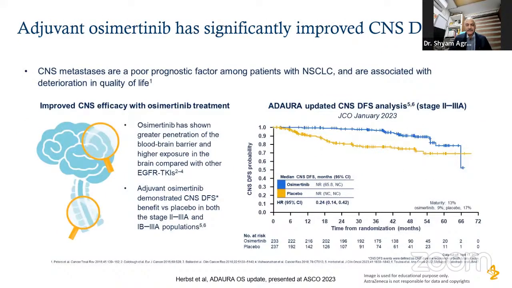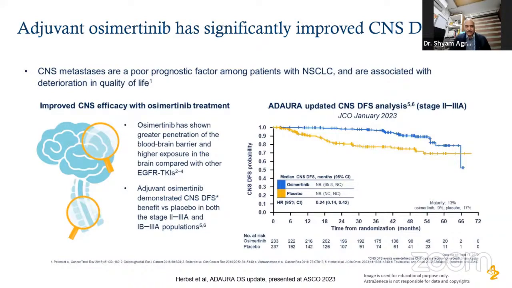In patients with CNS metastases, adjuvant osimertinib significantly improved CNS DFS. CNS metastasis is a poor prognostic factor. We all know it carries a very poor prognosis among patients with NSCLC, and is associated with deterioration in quality of life. There is an observation of improved CNS efficacy with osimertinib treatment, because osimertinib has shown greater penetration of the blood-brain barrier and higher exposure in the brain compared with other EGFR TKIs.